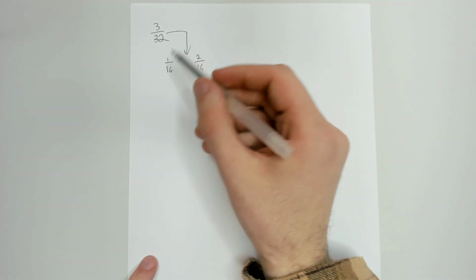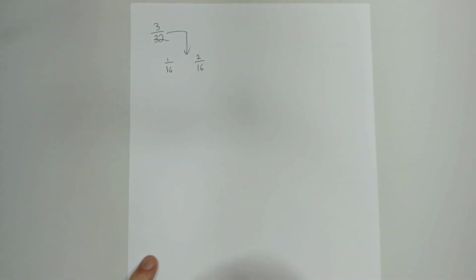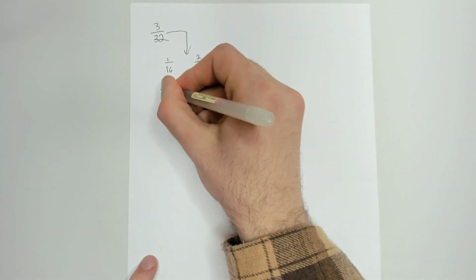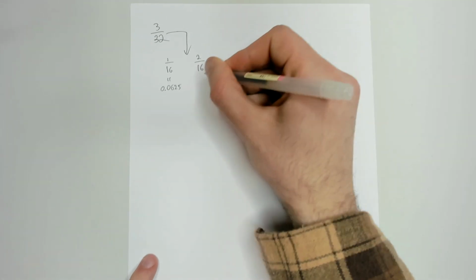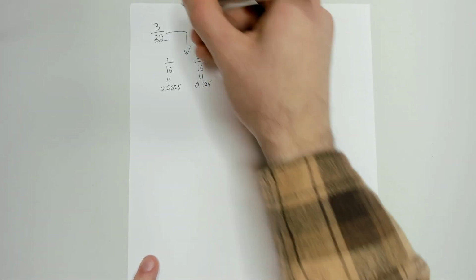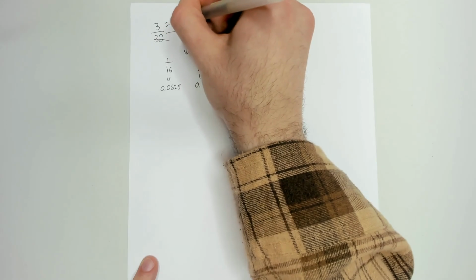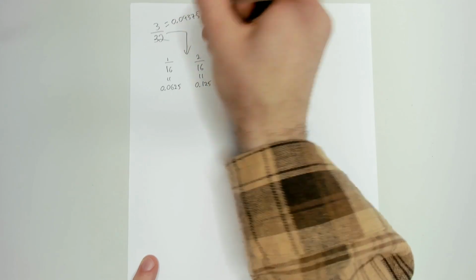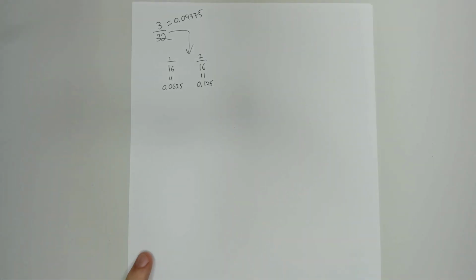Well, we saw the decimals that correspond to these, right? 1/16 was 0.0625, 2/16 was 0.125, and 3 over 32 was 0.09375. So just looking at these decimals, we see that 3 over 32 should go in the middle.